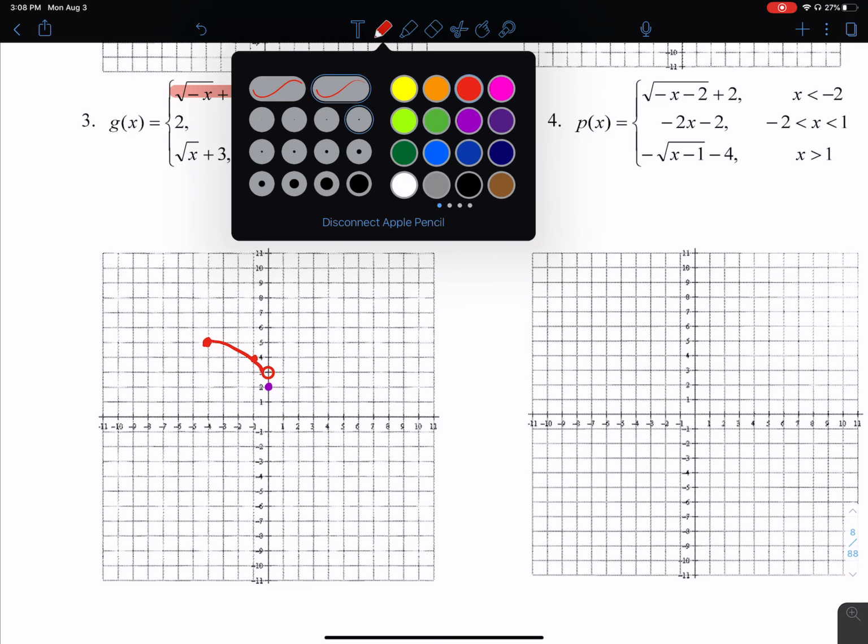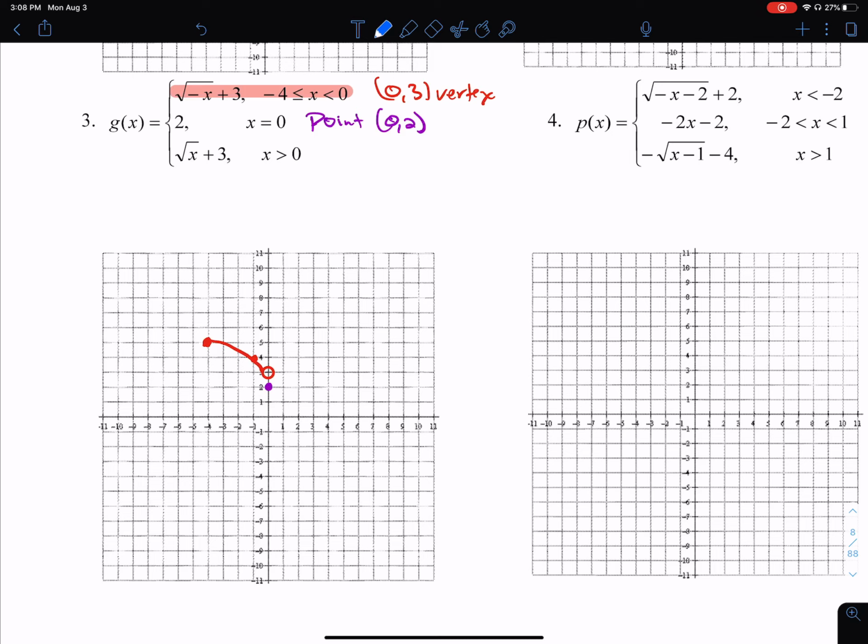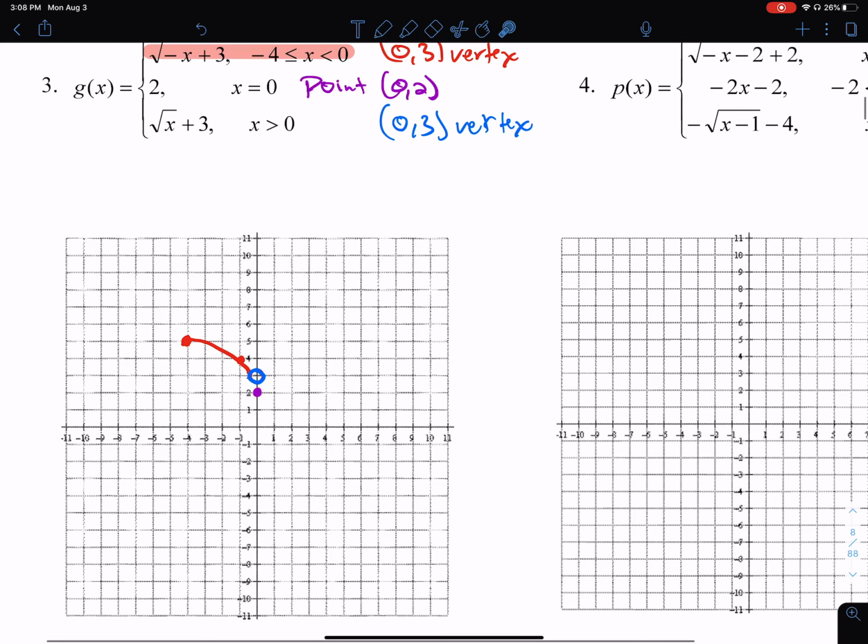Now this bottom square root function, it has a vertex of 0, 3. It's also not including the 0. So that's right over top of this other red one that you saw there. The color doesn't matter, I'm just showing you that it's overlapping. Nothing else has changed about this. It's just already been translated up 3 with the vertex.